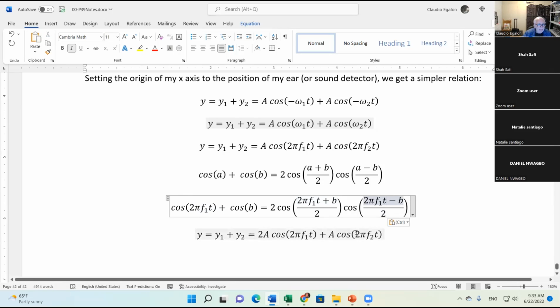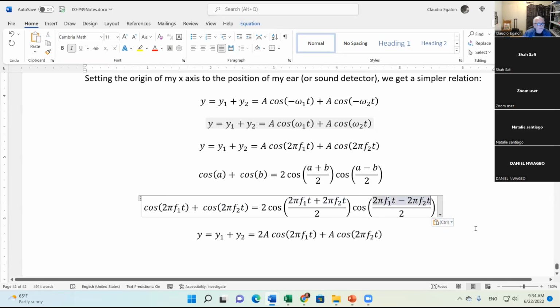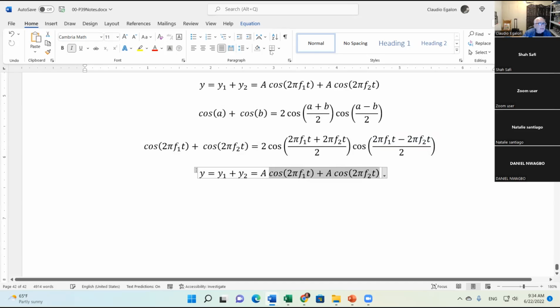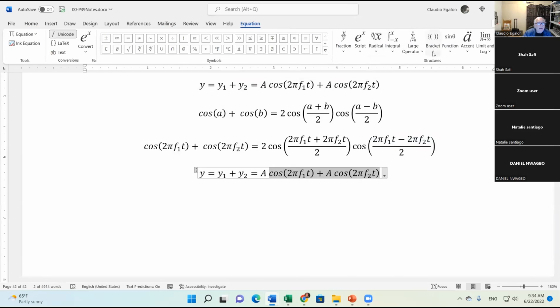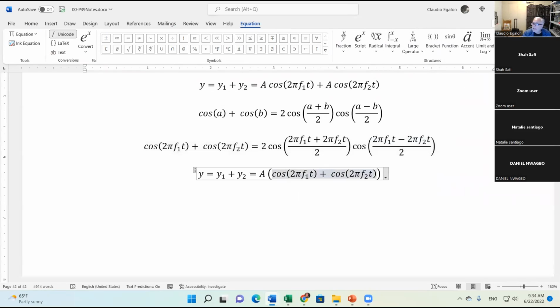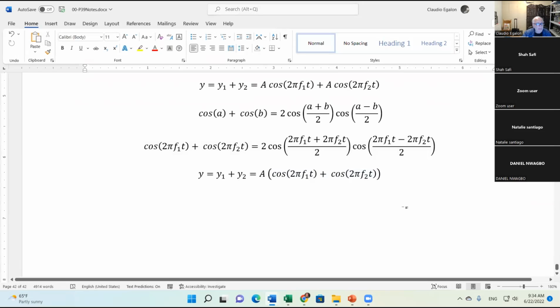Pi f1 is A. 2 pi f2t is B. 2 pi f2d is T. Here you go. Like that. And now I can, okay, I don't have this 2 here, but I can factor the A to get something like that.